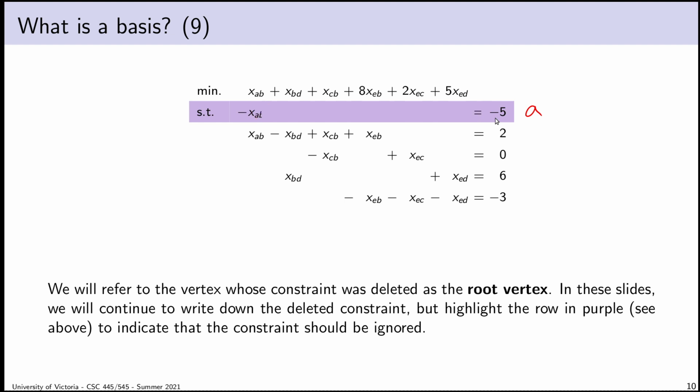So we'll keep it there, but highlight it in purple, which is our way of saying that it's not that the row should be ignored. It's only there for informational purposes.